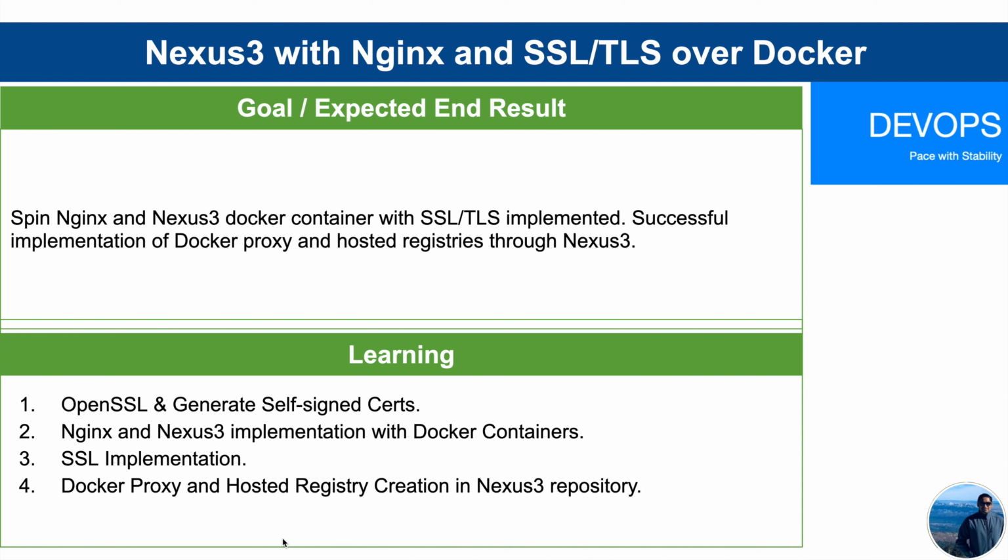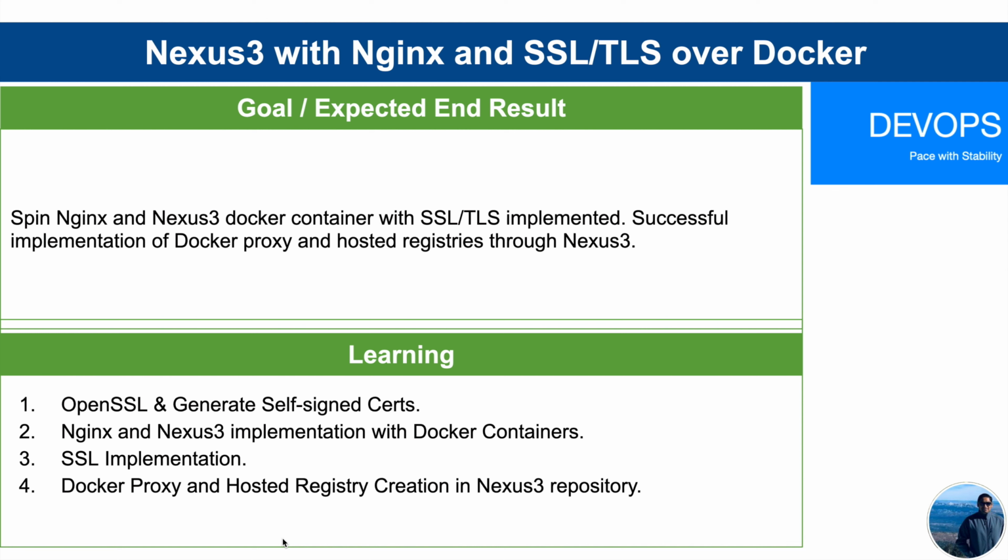Alright, so our goal is to spin up the Nginx and Nexus 3 Docker containers with SSL implemented. Also, we are going to create a Docker proxy and Docker hosted registry over Nexus 3. From a learning perspective, we'll try a bit of OpenSSL. We'll take a look at those commands. They are generating the root certificates, root keys, and they are also generating the Nexus key and certificate.